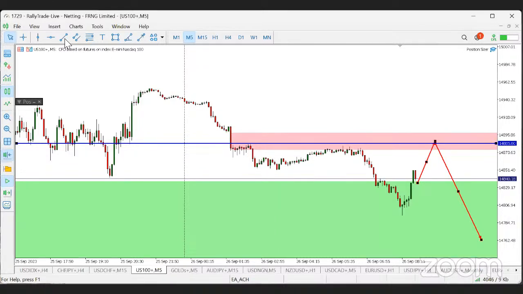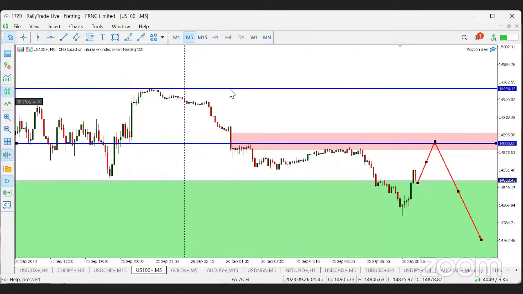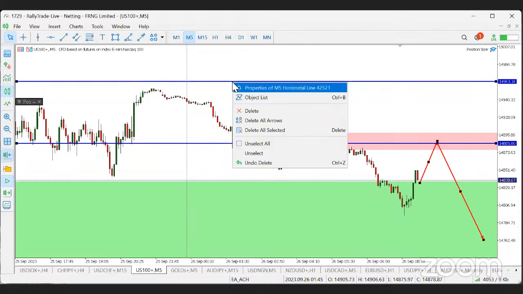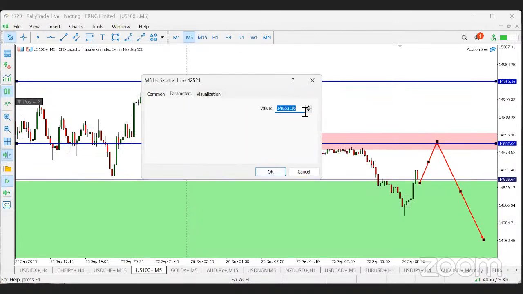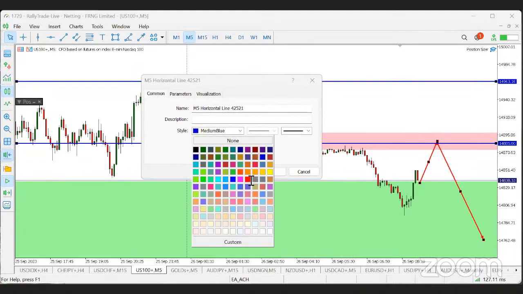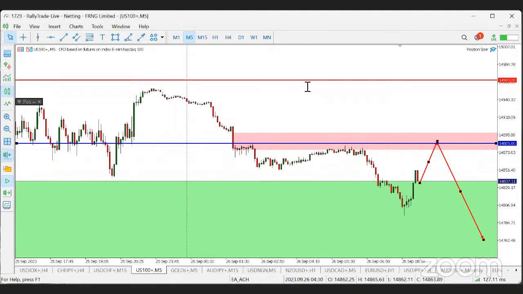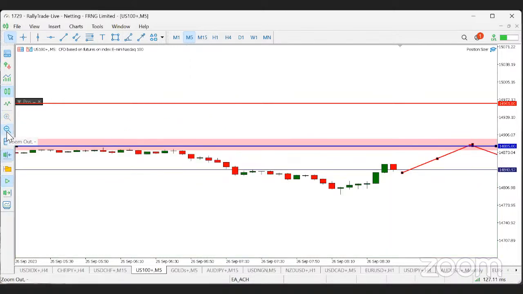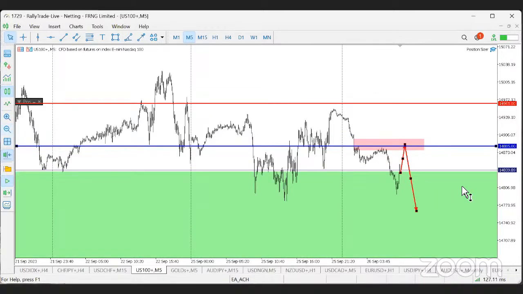And then preferably my stop loss will be above this high. So I place my stop loss above this high, and that stop loss will be at a position of 14965. I'll make it red. That's my stop loss. Remember, this is M5, so the distance you're seeing on M5 is not really much.